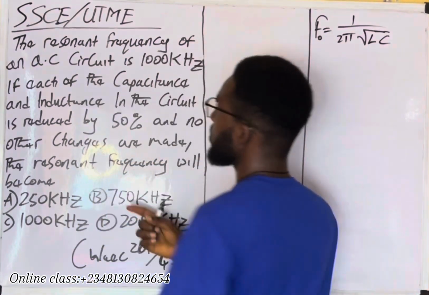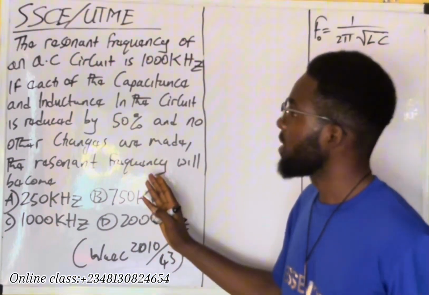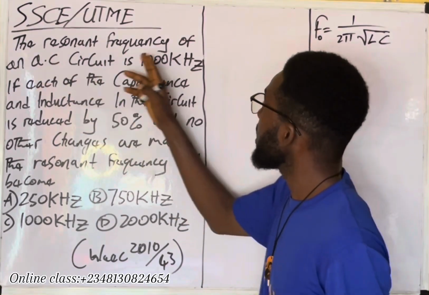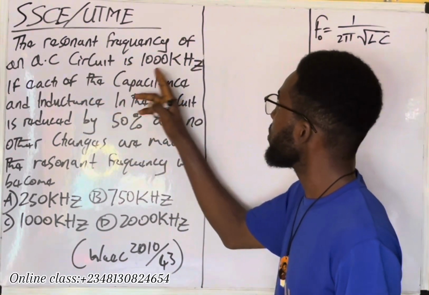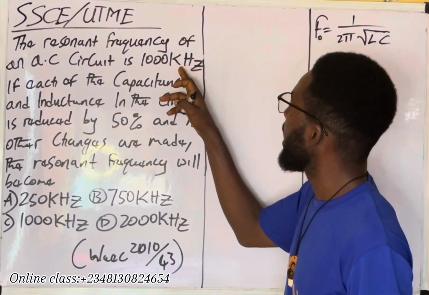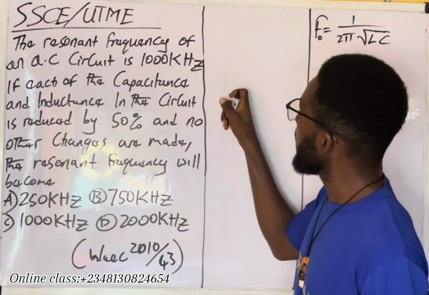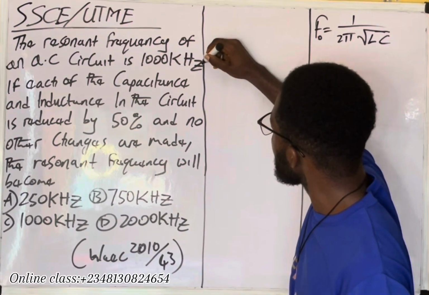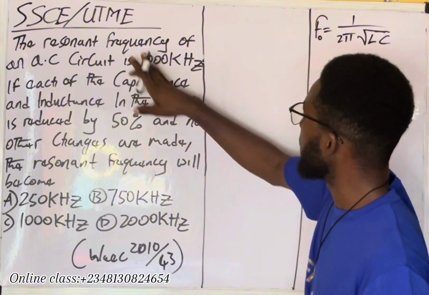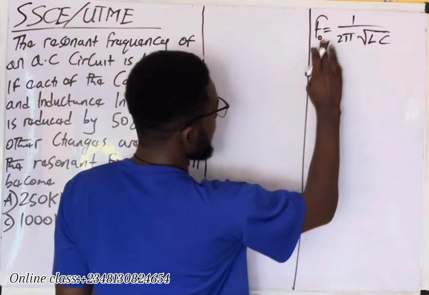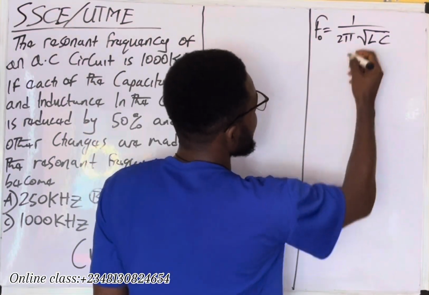Now, if this is the resonant frequency, what are the constants right here? We are going to take this question statement by statement. We start with the first one. The resonant frequency of an AC circuit is 1000 kilohertz. Okay, let's focus on this first statement. The resonant frequency is 1000 hertz.